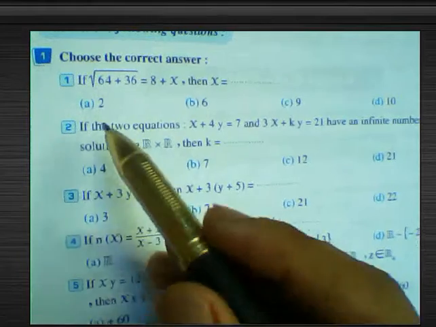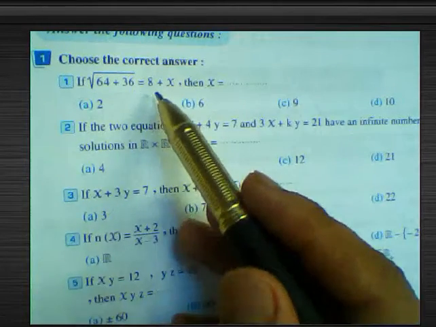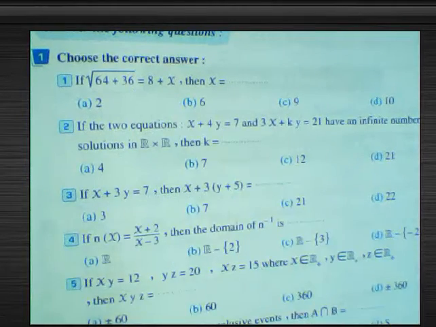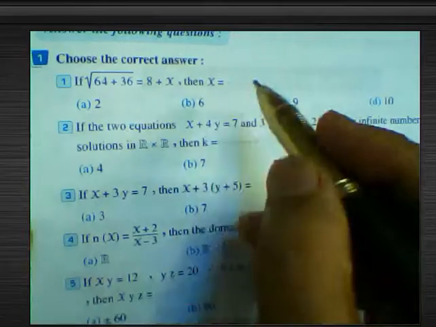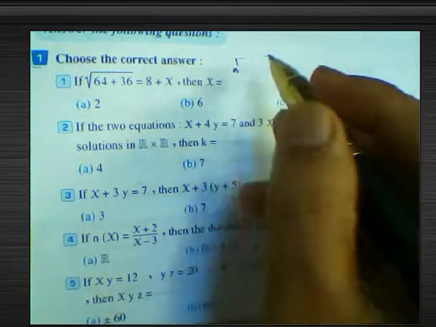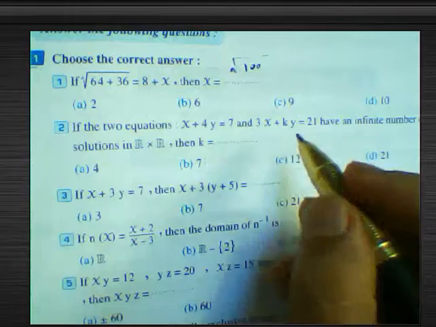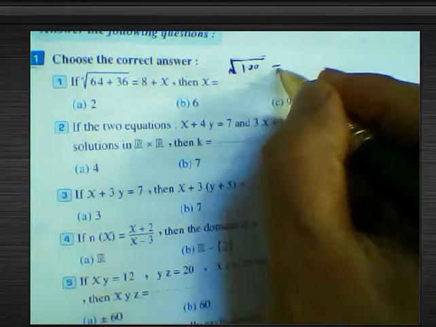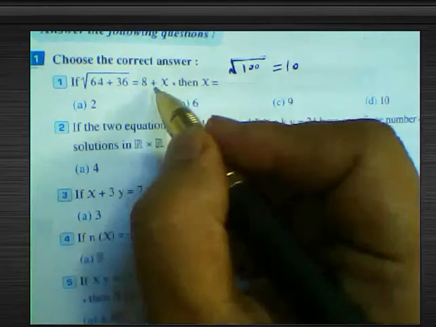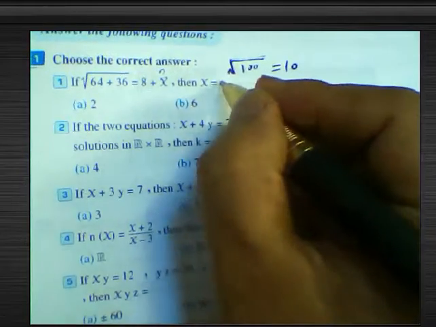If the square root of 64 plus 36 equals 8 plus x, then x equals? First, we must find the result inside the root. 64 plus 36 equals 100. So the square root of 100 equals 10. Then 10 equals 8 plus 2. So x will be 2.